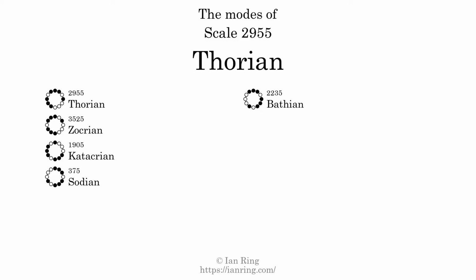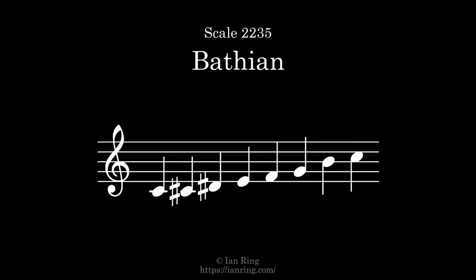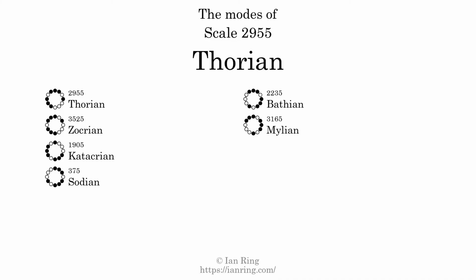The fifth mode is scale 2235, also known as Bathian. It sounds like this. The sixth mode is scale 3165, also known as Malian. It sounds like this.